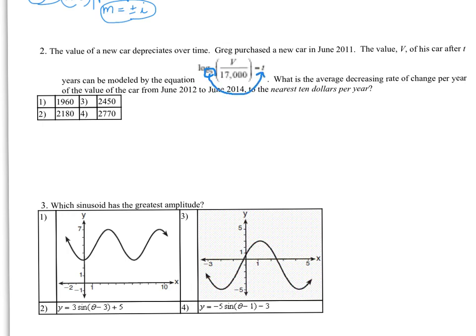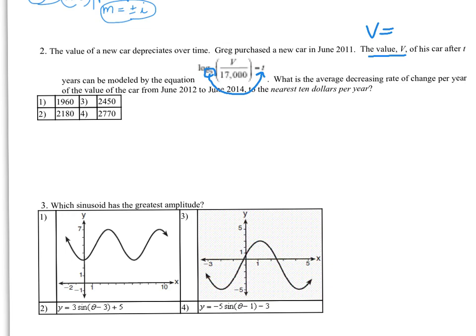Now let's just talk about this for a minute here. If you go through and you read the question, it says in the second sentence, the value V of his car after T years can be modeled by that equation. So because it says the value of V, what we're trying to do is get the equation to say V equals. And right now, it doesn't say that. So I'm just going to circle the base, run the race to get it into a different form so that I can get that V by itself.